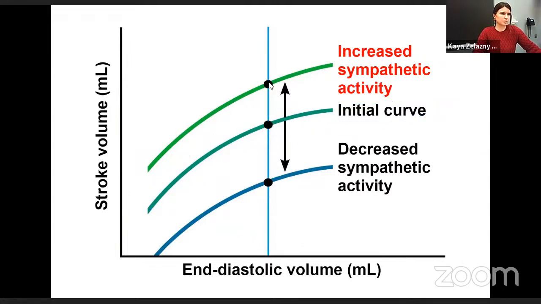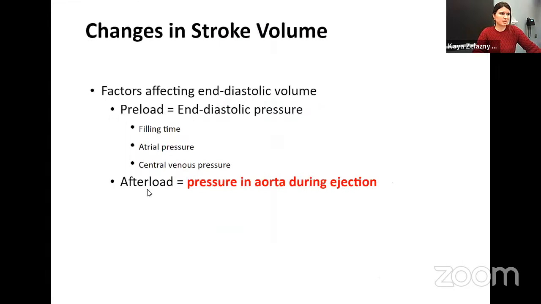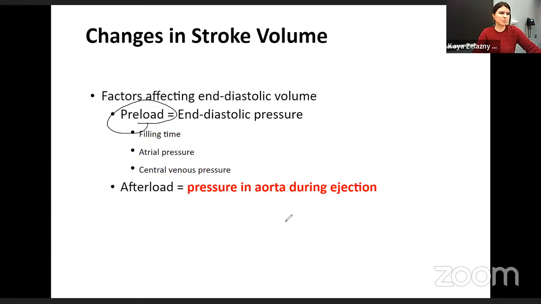So we'll stop there. We do have just one more slide here. So just associate the word preload with this end diastolic volume stuff. We'll mention this very shortly on Monday, but that's about it.